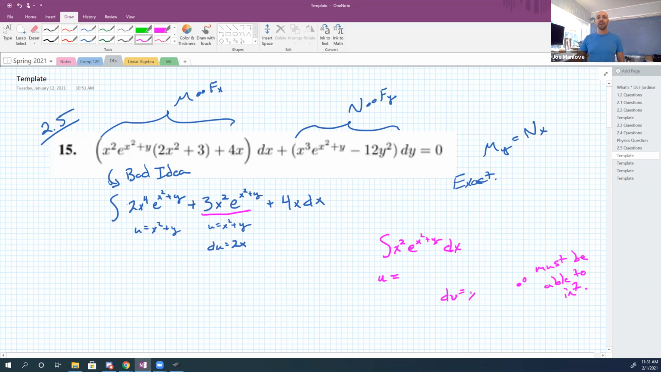going to make dv x e to the x squared plus y, because I know I can integrate that. That's like the bare minimum thing I can integrate. You guys with me on that? And then the thing that's going to go away when I differentiate it is going to be what's left here. So that's going to be an x. And then du is going to be dx. You guys on board here?